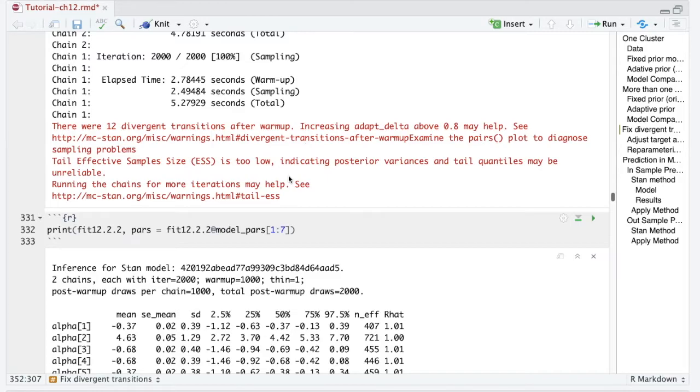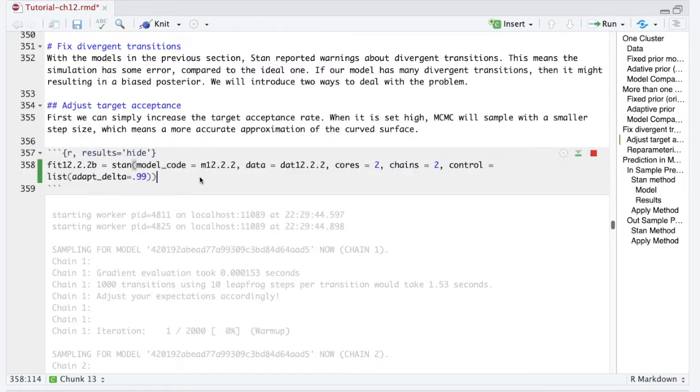This phenomenon is very common when fitting multi-level models in Stan, because when Stan is doing sampling, some parameters rely on or are correlated with some other parameters. MCMC would not be able to run smoothly under this kind of situation. I will introduce 2 ways to deal with this problem. First, simply increase the target acceptance rate as the Stan warning suggests.